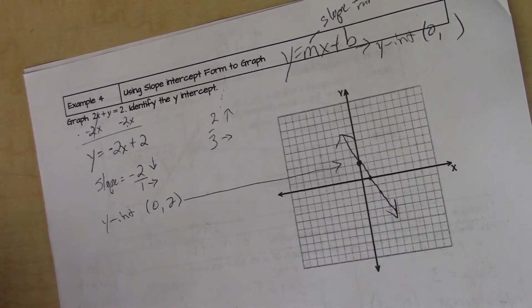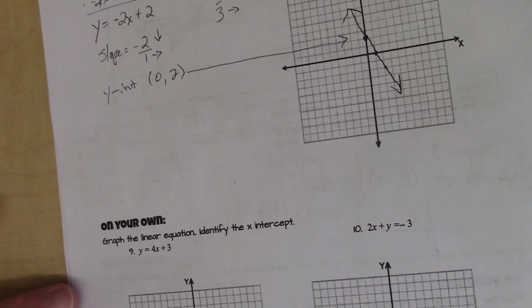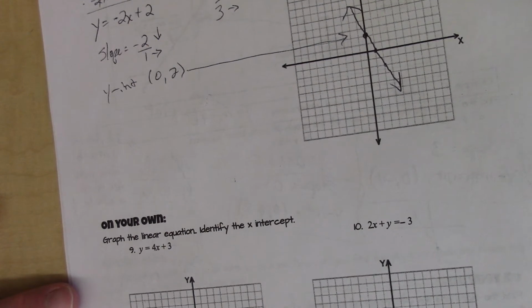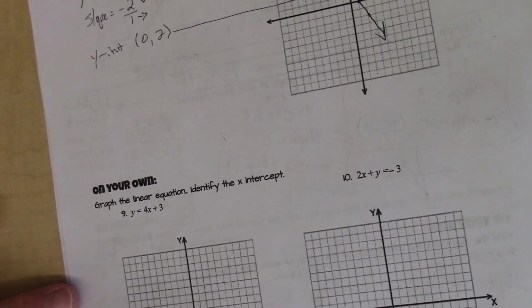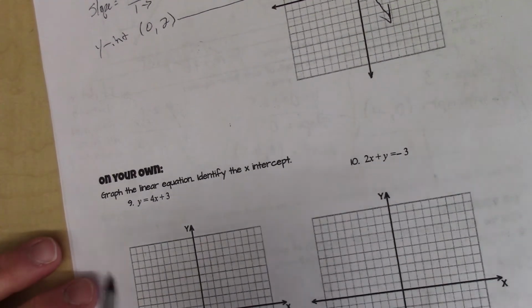So press pause a second. Number 9 is already lined up in y equals mx plus b form, so you should be able to do that. And number 10 is very similar to the example I just got done with, where you need to solve it for y first. So go ahead, press pause, and try out problems 9 and 10.